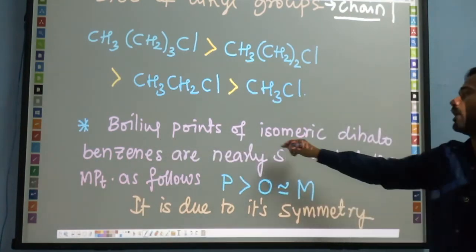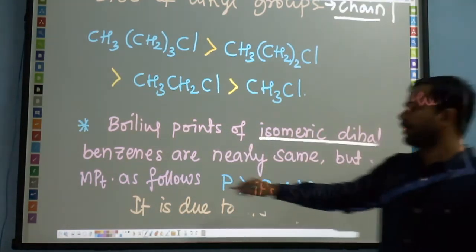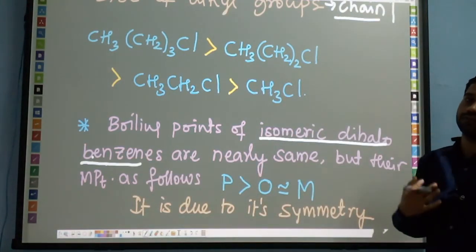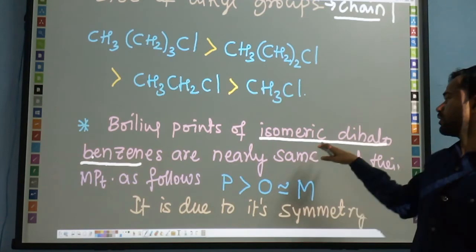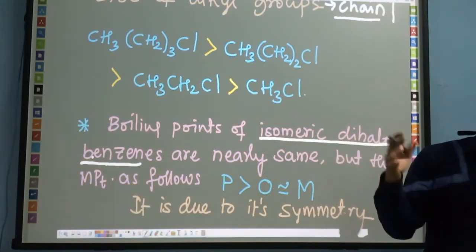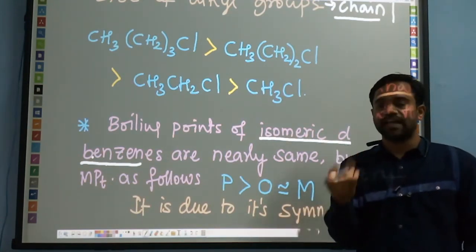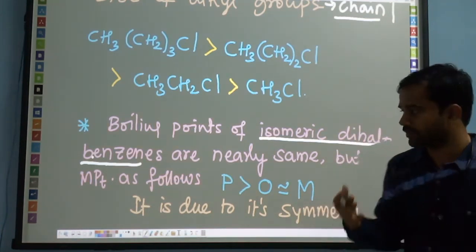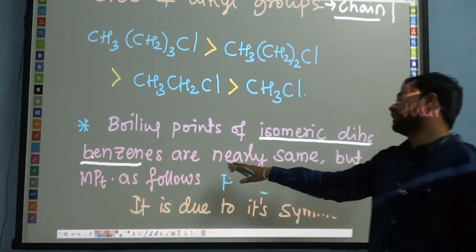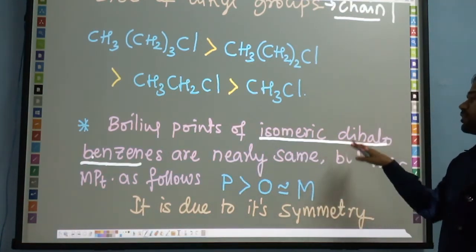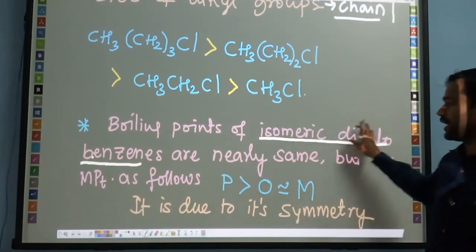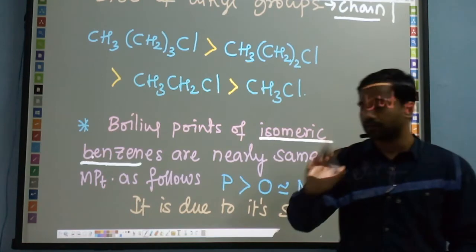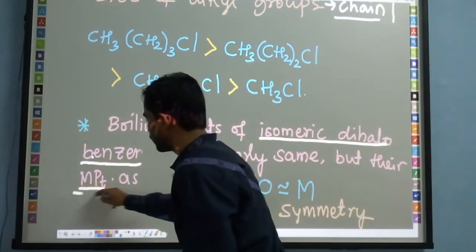Boiling points of isomeric dihalobenzenes. In a molecule with two substituents of the same halogen, the isomeric dihalobenzenes can be substituted at the ortho position, the meta position, or the para position. What happens in the dihalogen case? Their boiling points are nearly the same. But their melting points differ, and I'm going to explain this in the next slide.